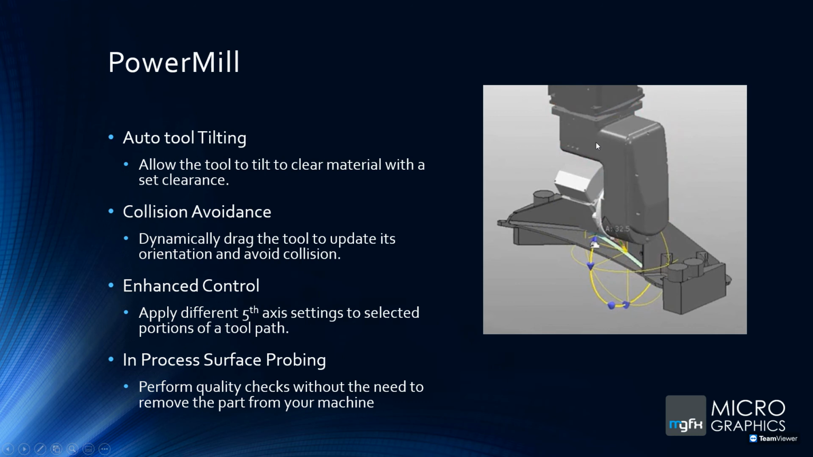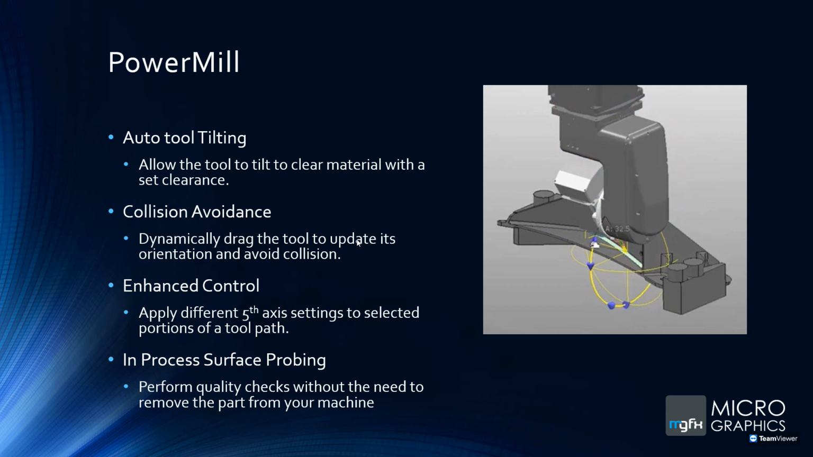It has been moved over to the right to clear the part, and the spindle has then been tilted over as well. So you can review your simulation and tweak the machine motion as required by directly dragging on those handles to change the orientation.